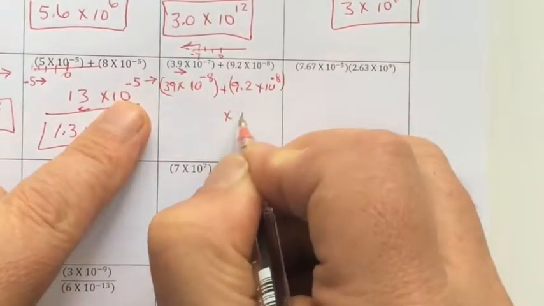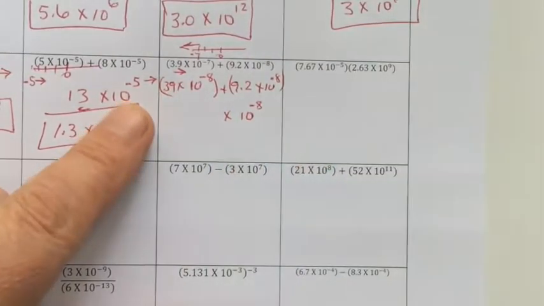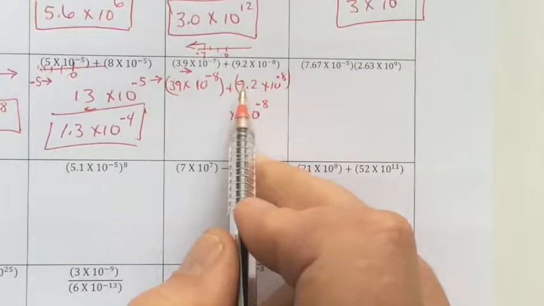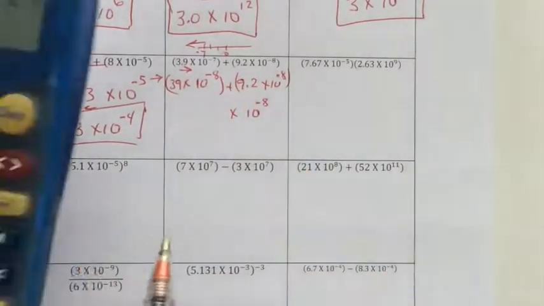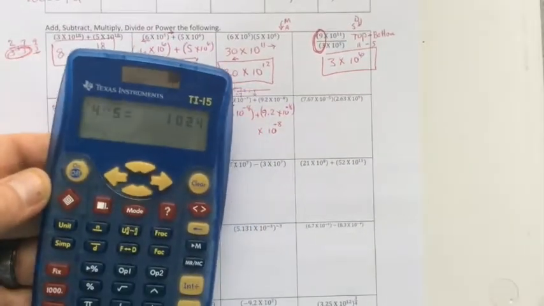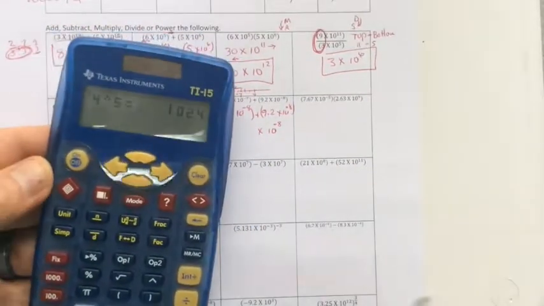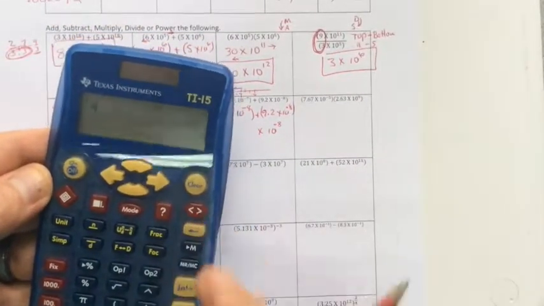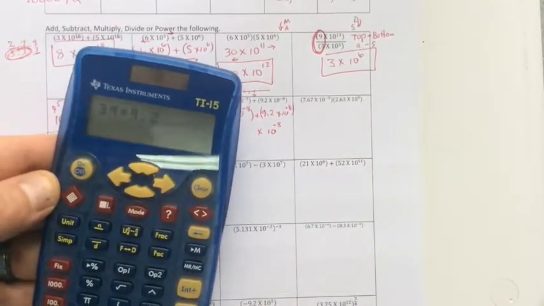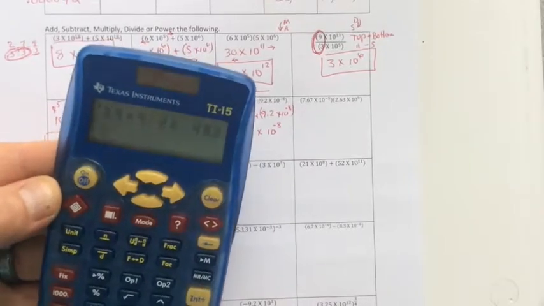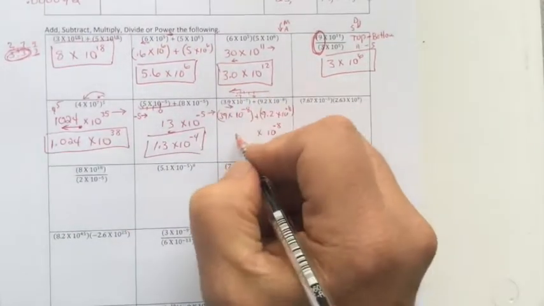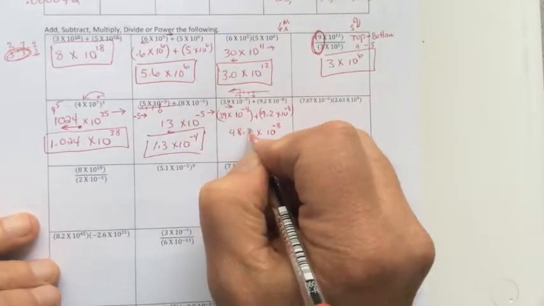I know my answer is times 10 to the negative 8. And now we just have to do 39 plus 9.2. Well, you either do that in your head or you have a calculator. So we can use a calculator for addition also if you want to. 39 plus 9.2 is 48.2. Okay, so this part is 48.2.